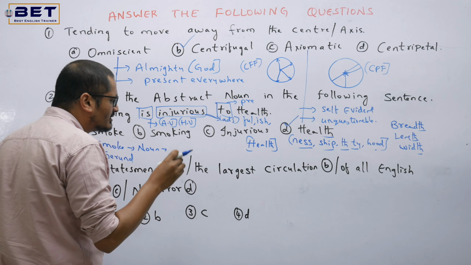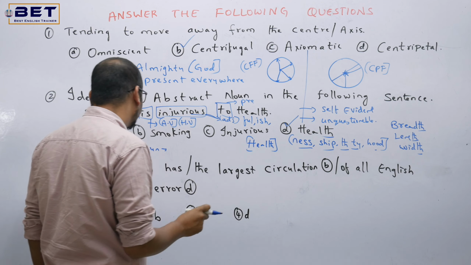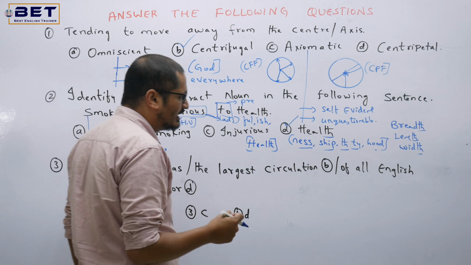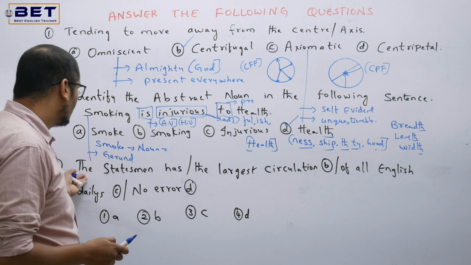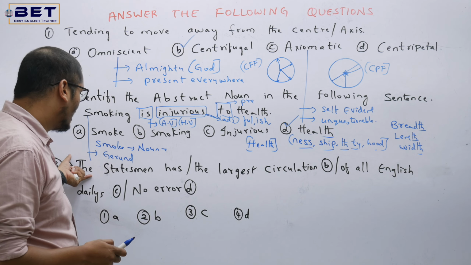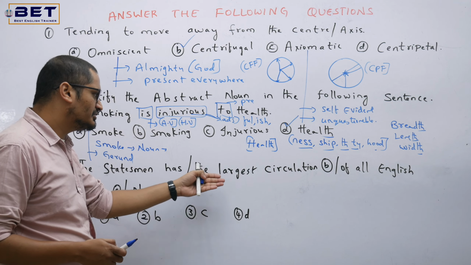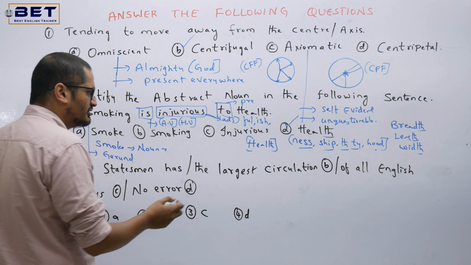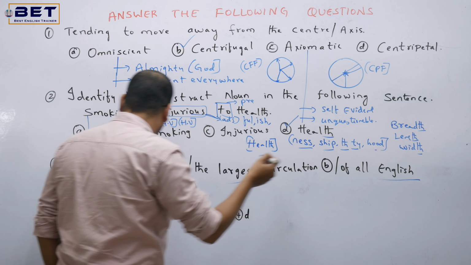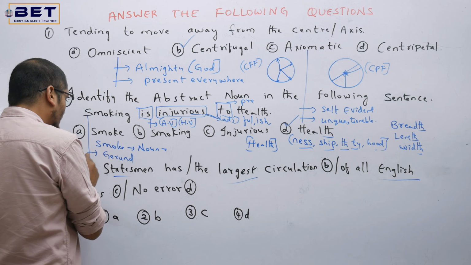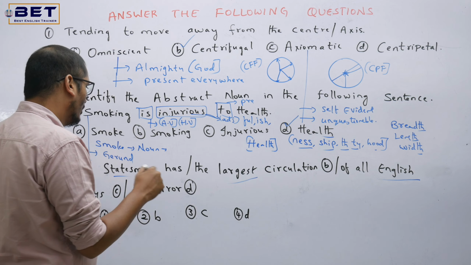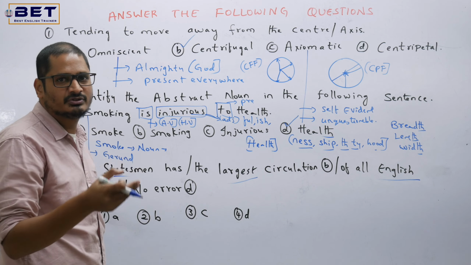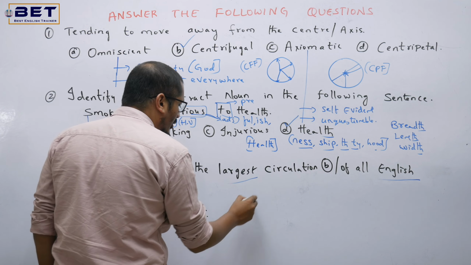Now see the third one. The statesman has the largest circulation of all English dailies. Option D is no error. Now where is the mistake in this sentence? The statesman, we have the definite article over here, has the largest circulation of all English dailies. The largest is used here because all has come over here. The has come before the statesman, which is a newspaper. If you see this sentence, is there any mistake? There is no mistake. So what is the answer finally? Option D is the right answer.